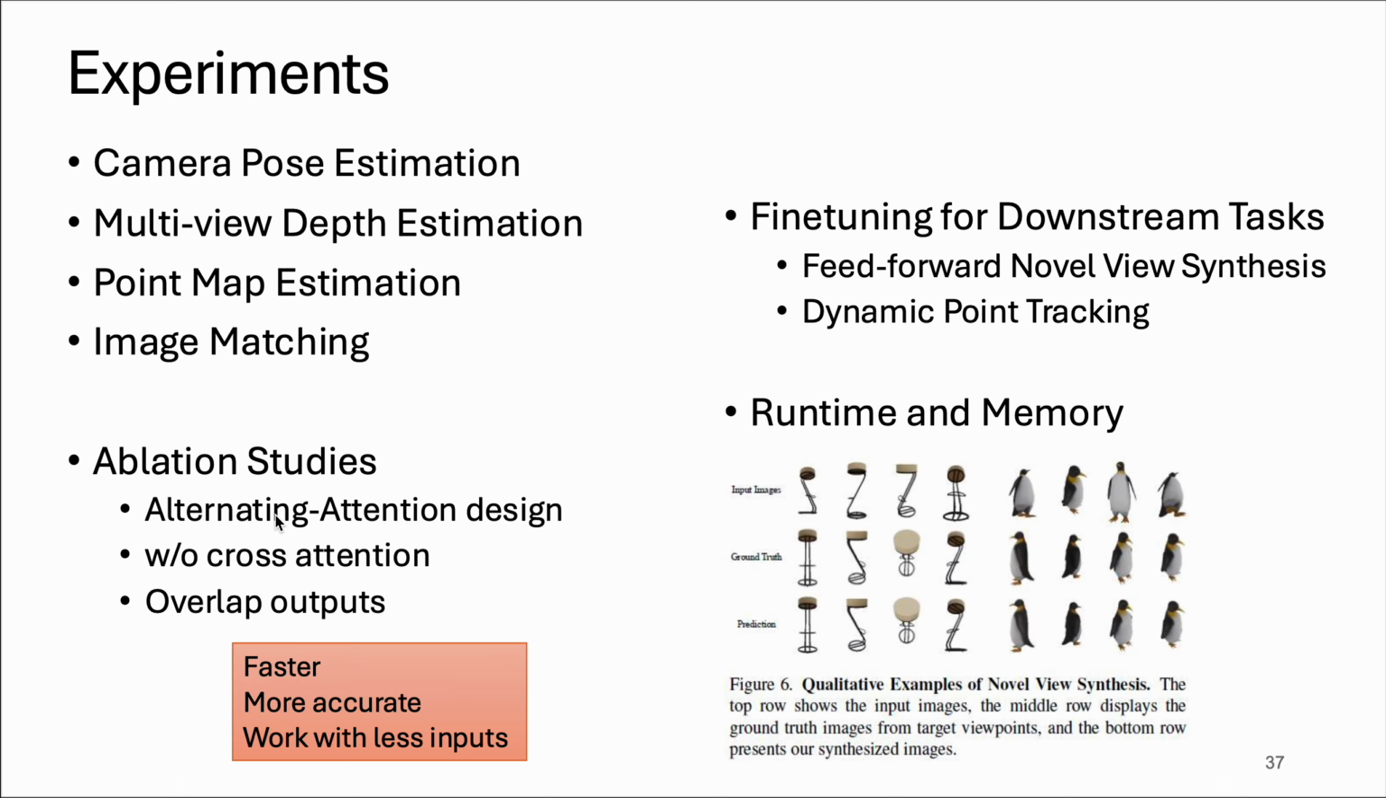Now we come to the experiment part. In the experiment, all 4 outputs were evaluated, which include camera pose, multi-view depth estimation, 3D point map estimation, and image matching accuracy, in order to evaluate the quality of all this output.